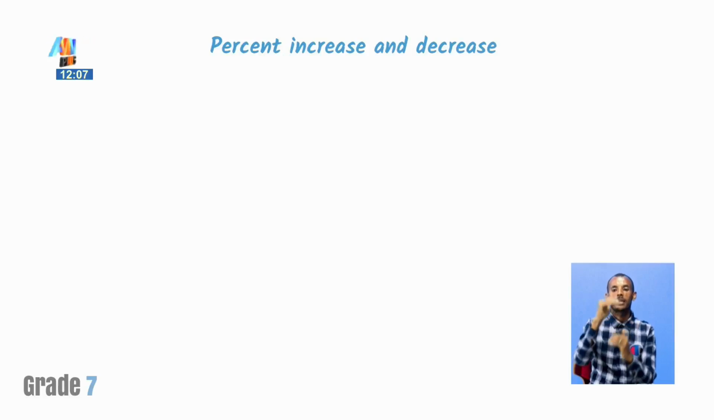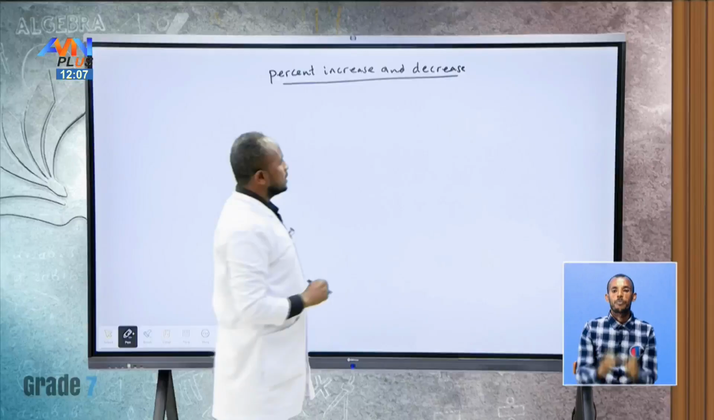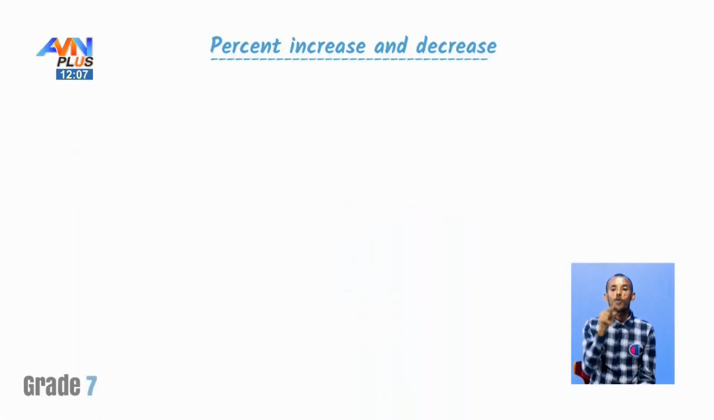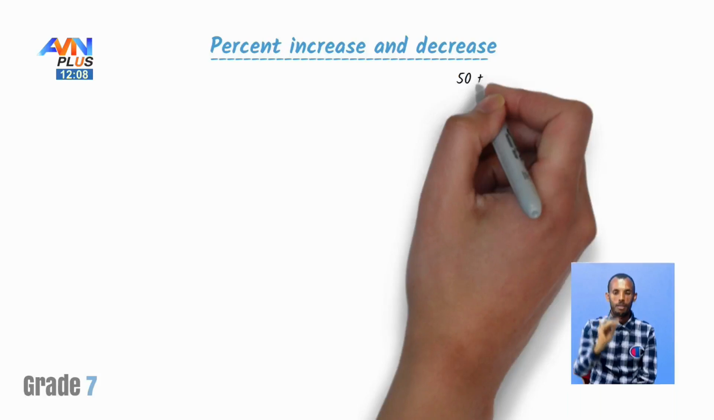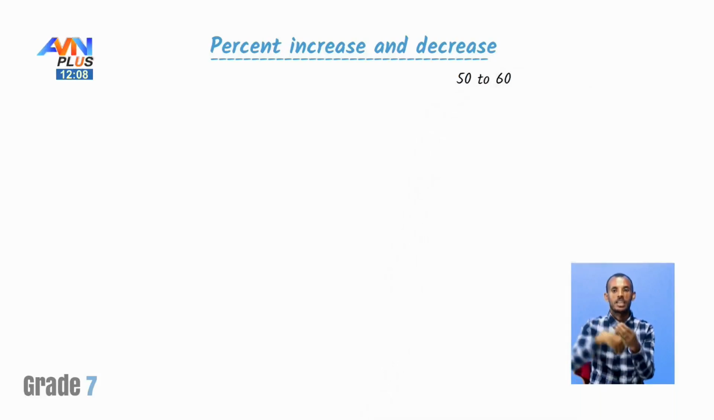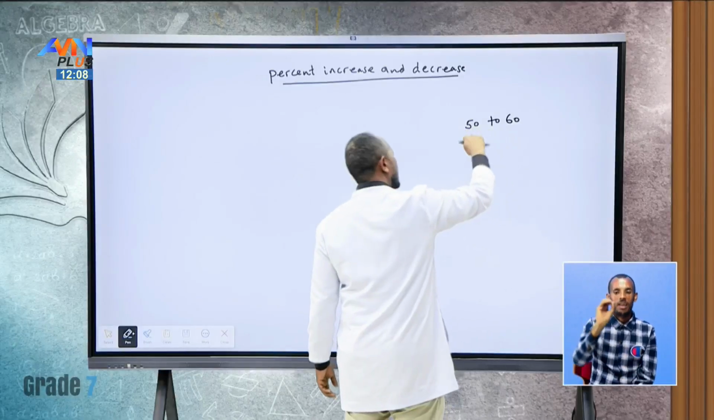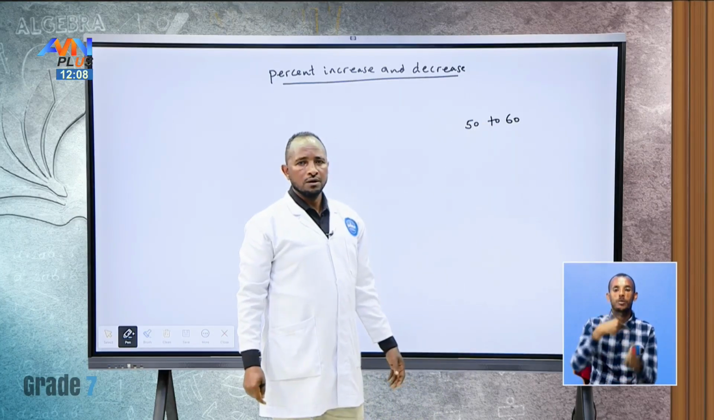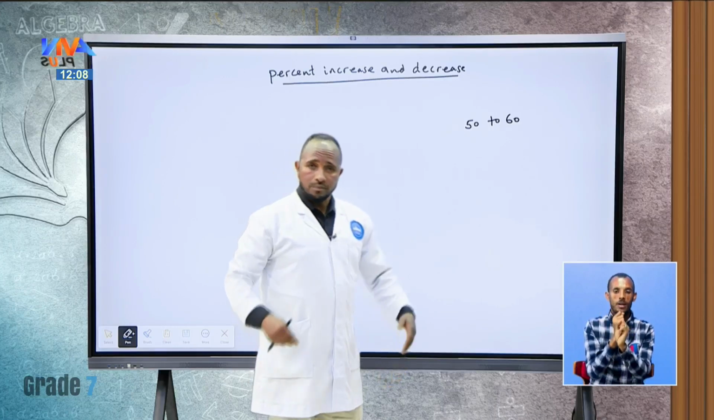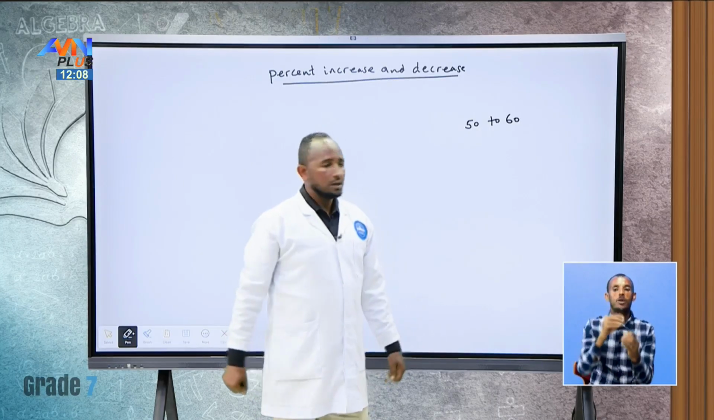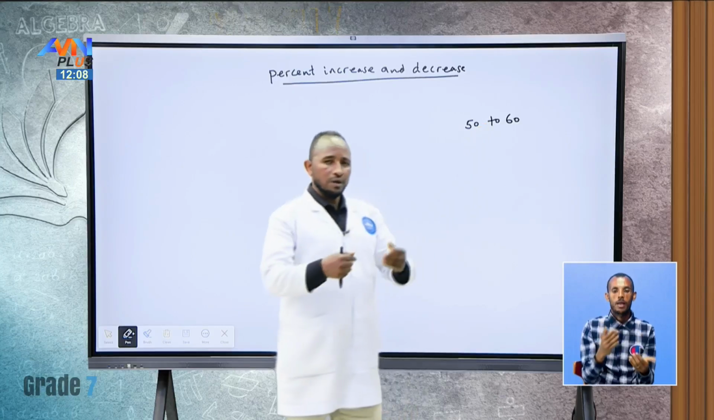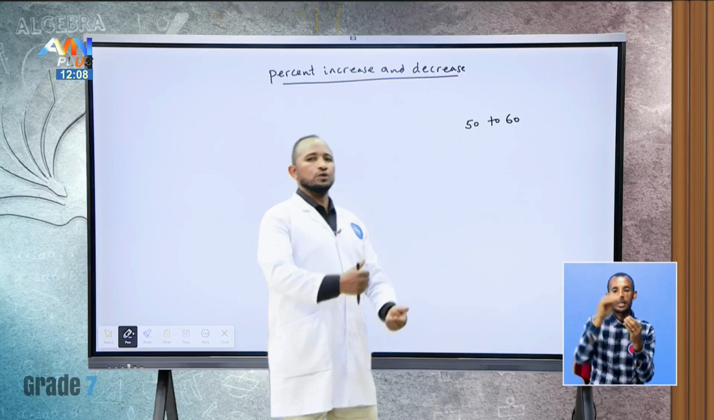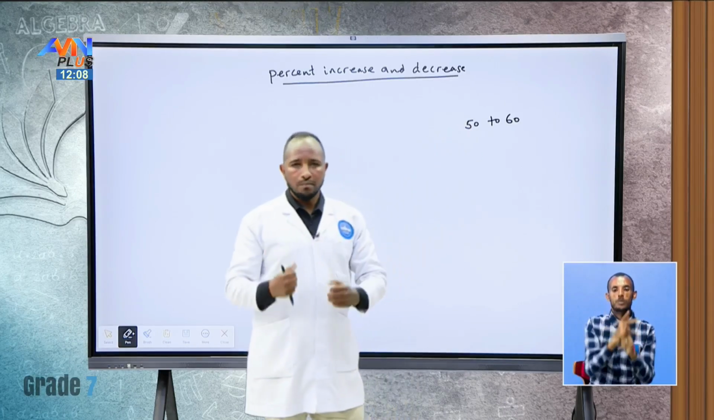Okay, let's see one thing here. If you have a number 50, and 50 is increased to 60, what's the percent increase from 50 to 60? To find the percent increase, you simply calculate the increased amount and write that increased amount as a fraction with respect to the original amount.